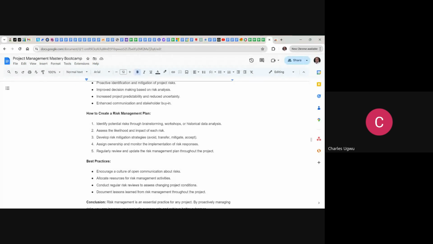Then once we've identified a risk, the next step is to assign ownership and monitor the implementation of the risk response. Ownership means we need to find someone who has good knowledge of the risk we've identified to manage it. For instance, I identified rain in our event. So how do we mitigate such a risk? We can say, okay, it's likely to rain, so let it not be outdoors. We can have it in an event hall or town hall or something like that. We can say, let us have a canopy, so even if it's raining, we will be under the canopy.